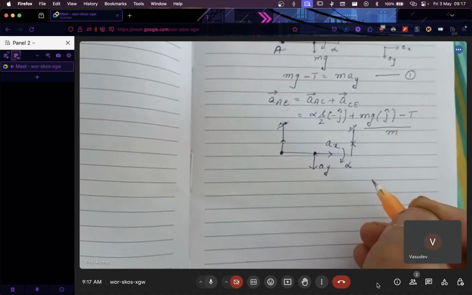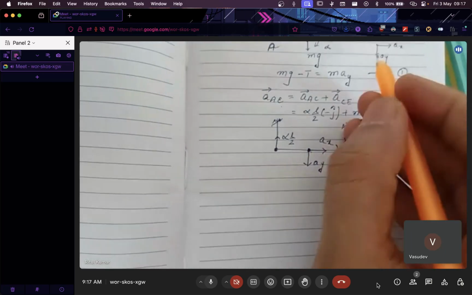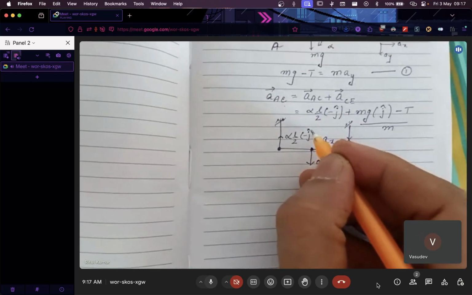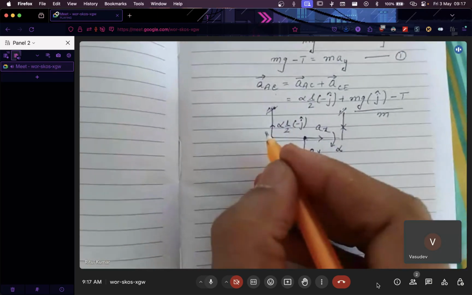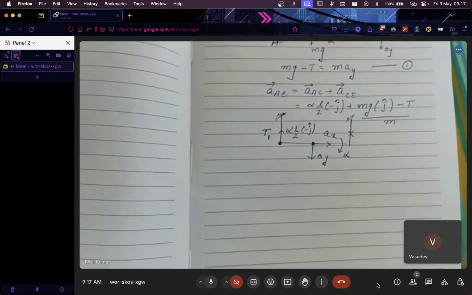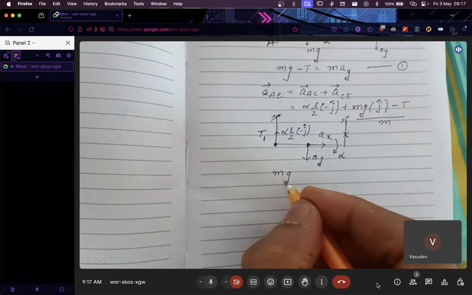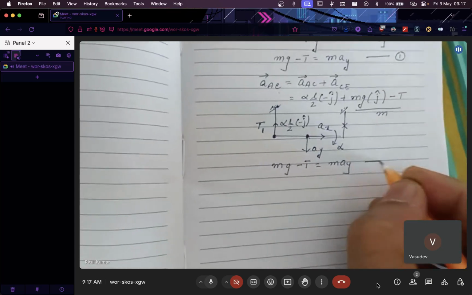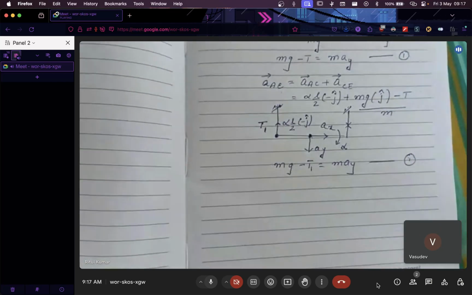Can we say that? Yes. Which is what we have written, alpha L by 2, in which direction? Going by this depiction, in the direction minus j. This is what we get to see, right? Yes. We don't know what tension exists, so I mark it as T1. Rewriting this equation: mg minus T1 is equal to m into ay. This is our first equation, rewritten with T1 notation.